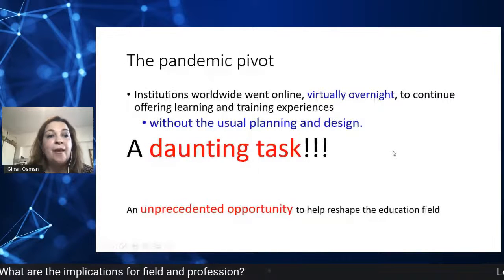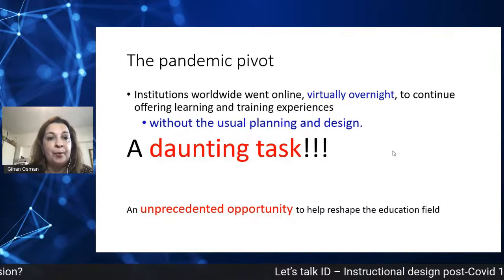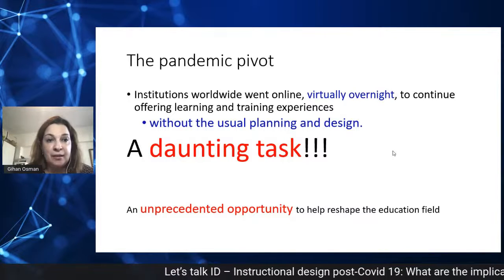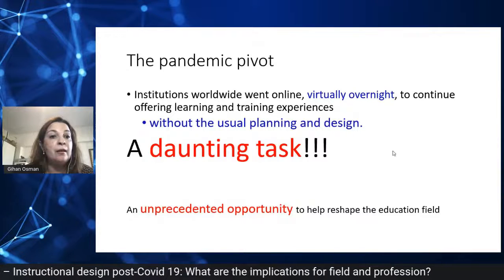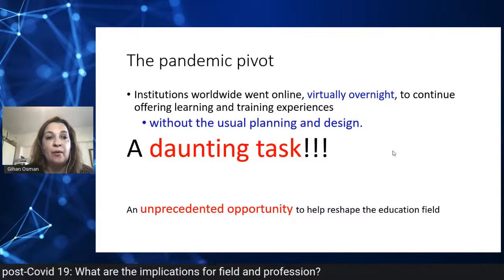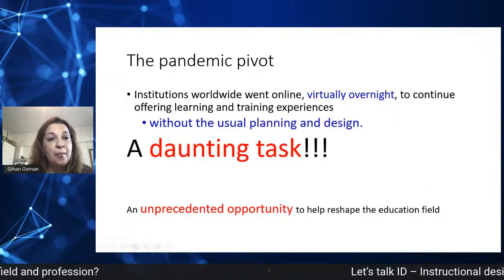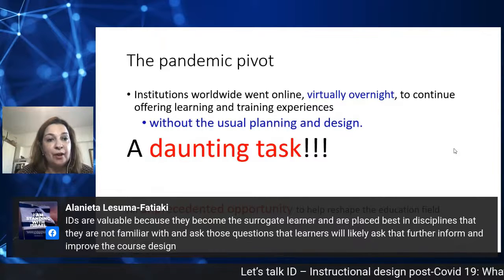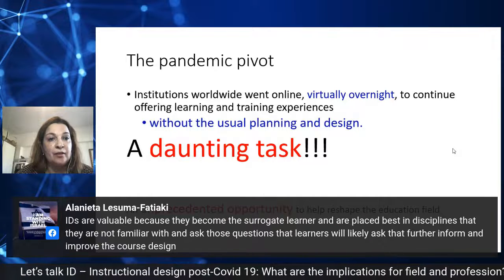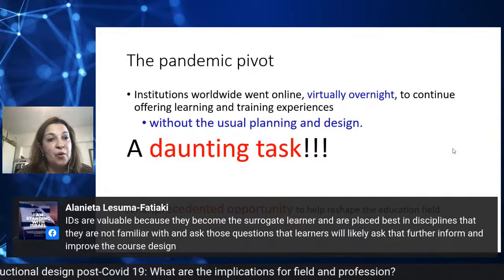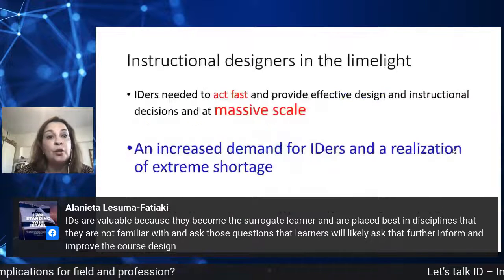And suddenly, everybody wanted to go online virtually overnight in an unplanned way and immediately. So it was a daunting task for whoever would be part of this. But it was also an unprecedented opportunity, especially in my part of the world, to rethink education and to rethink how we provide education. Especially like, what's the purpose of online and do we really need it? And is it a good option?